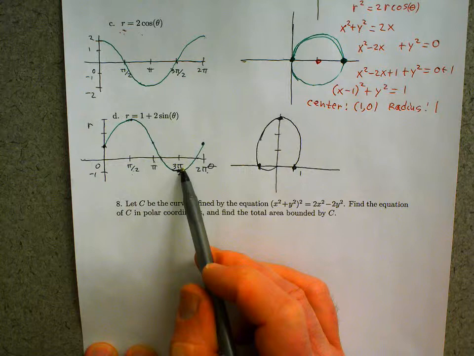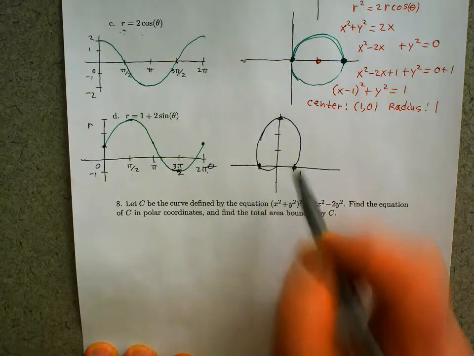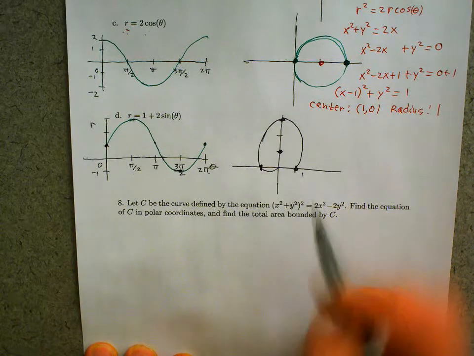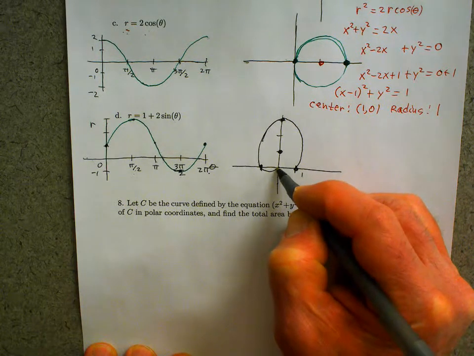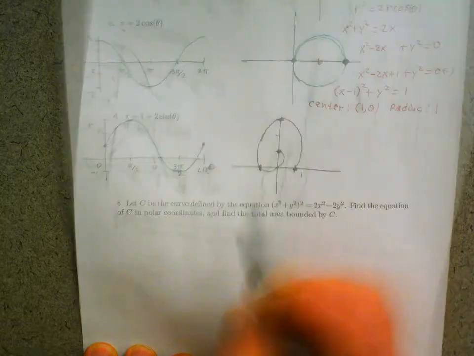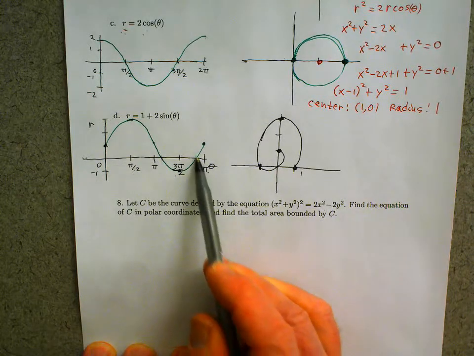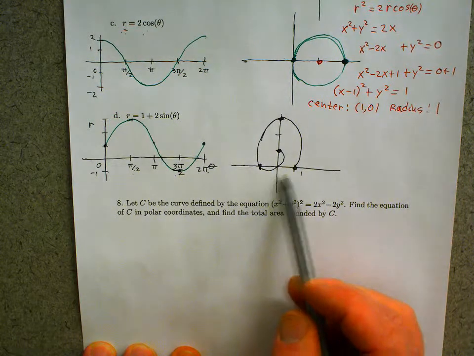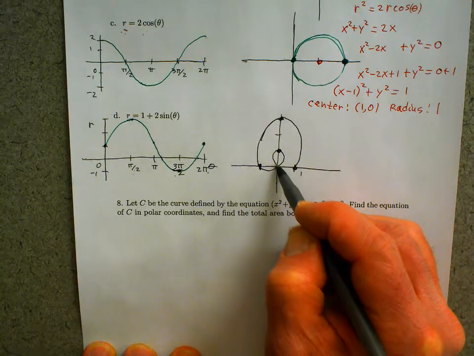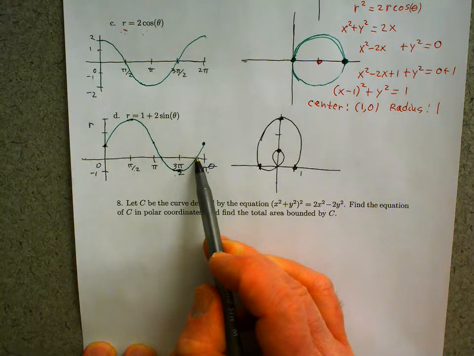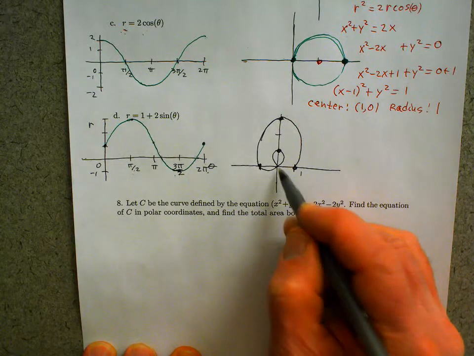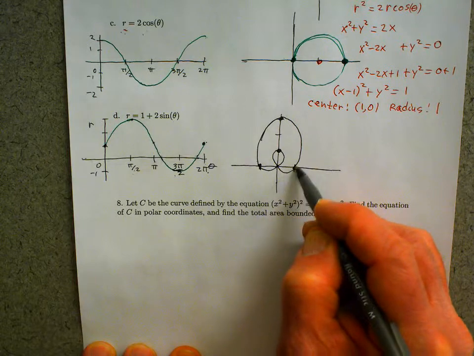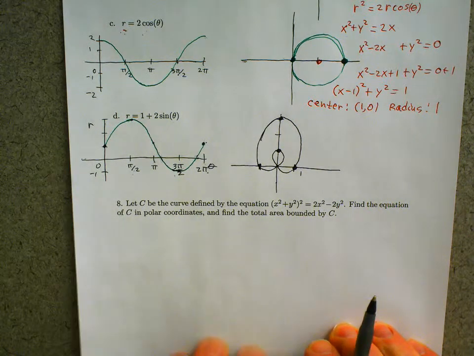So at 3 pi over 2, r is -1, so we have to plot this point on the opposite side of the origin. And what we get is an inner loop from 3 pi over 2 to this theta value. The r values are negative again, so we complete the loop and go back to 0. And then from this theta value to 2 pi, the r values are positive again, so it looks something like this. So we have this inner loop.